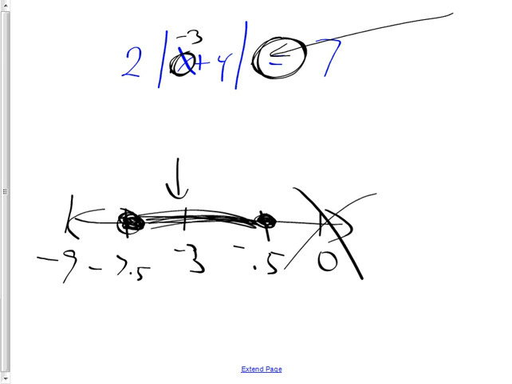I would test negative 9. Negative 9 goes in here. Negative 9 plus 4 is negative 5. Absolute value of that is 5. 2 times 5 is 10. 10 is less than 7? No, it does not work.